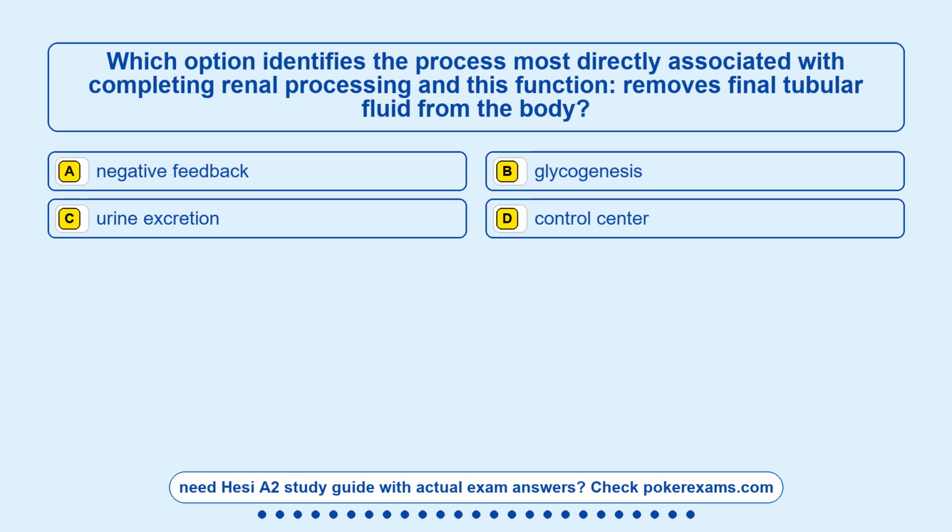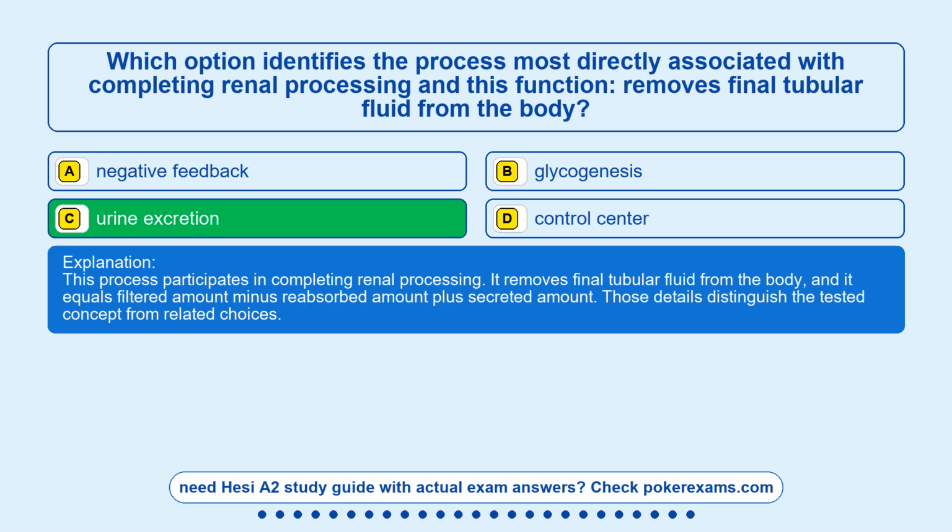Which option identifies the process most directly associated with completing renal processing in this function, removes final tubular fluid from the body? Option A, negative feedback. Option B, glycogenesis. Option C, urine excretion. Option D, control center. The correct answer is option C, urine excretion.